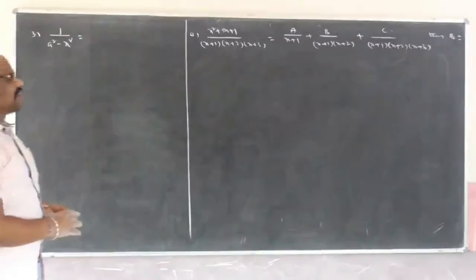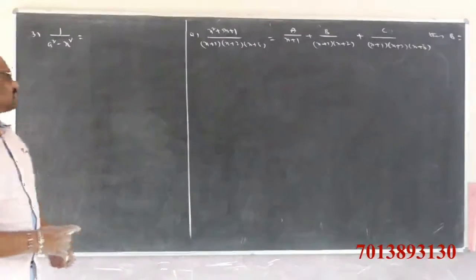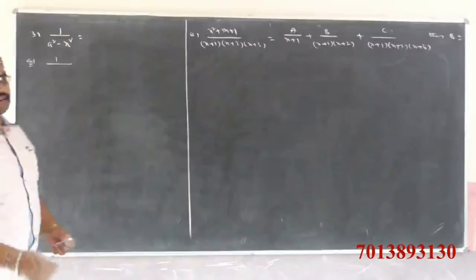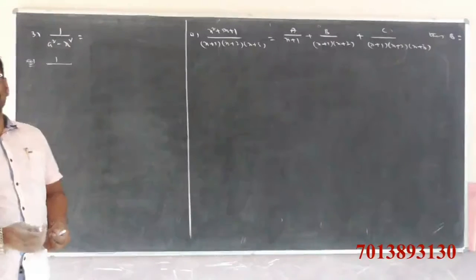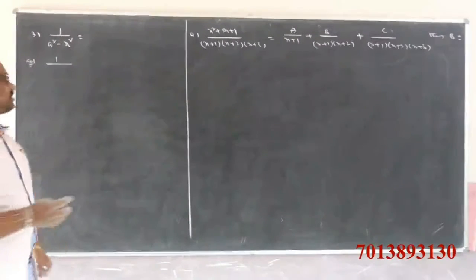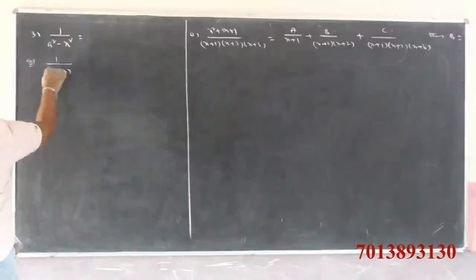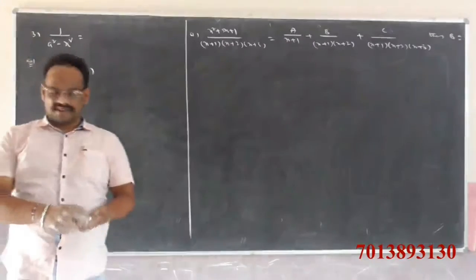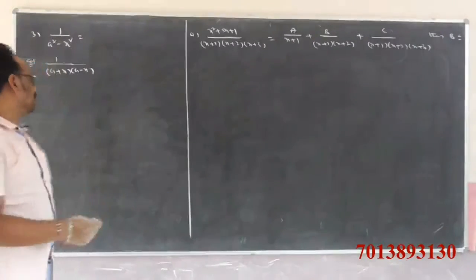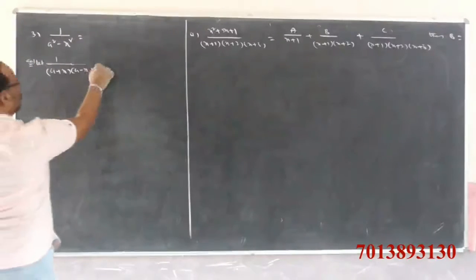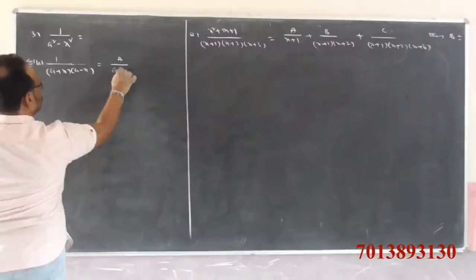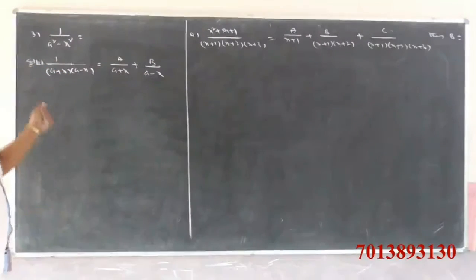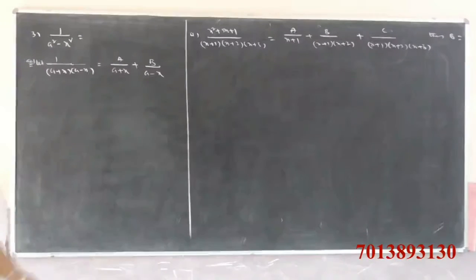Next one, third one: 1 by a square minus x square. Resolve into partial fractions. Clearly, this is the solution. 1 by a square minus x square. A square minus x square can be written as a plus x into a minus x. Clearly, it has non-repeated linear factors. So this value is nothing but a by a plus x plus b by a minus x.